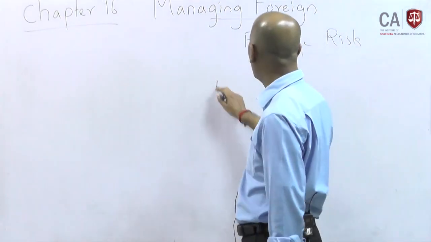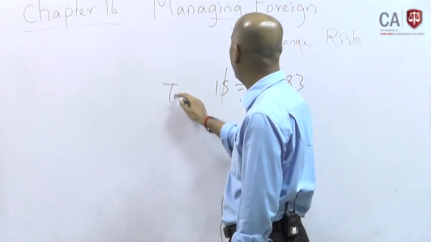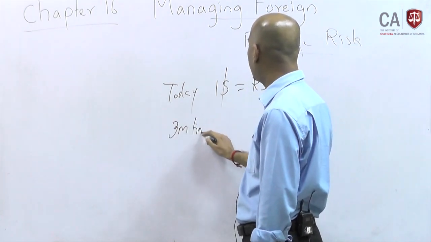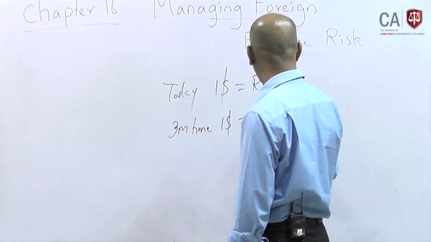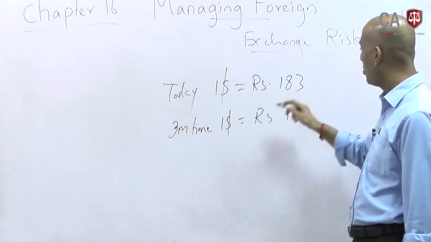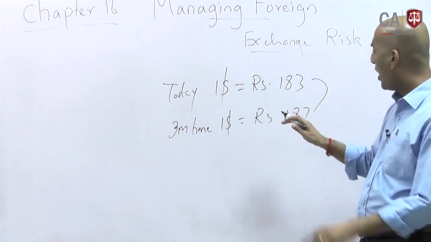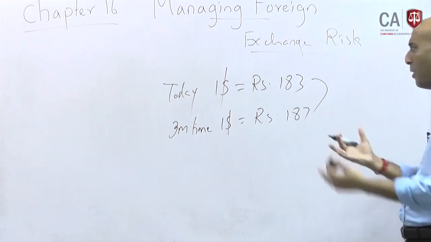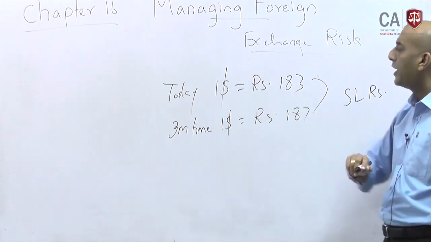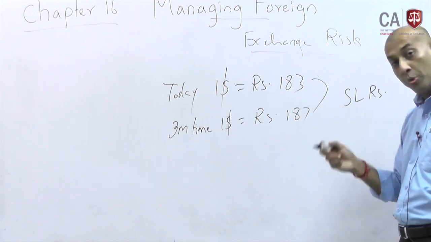Then this terminology, sometimes you need to be very, very clear. Say today your $1 is 183 rupees. 3 months time, your $1 is say 187. So if you take from today to 3 months time, the exchange rate has varied first of all. So how do you interpret or how do you say about it? Sri Lankan rupees, what had happened? To buy $1 today, you have to pay 183 rupees. 3 months time, you have to pay 187 rupees. That means you are paying more rupees to buy $1.